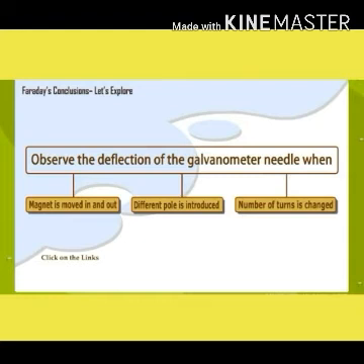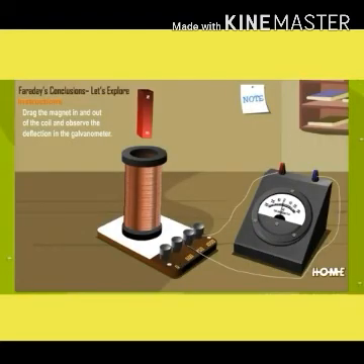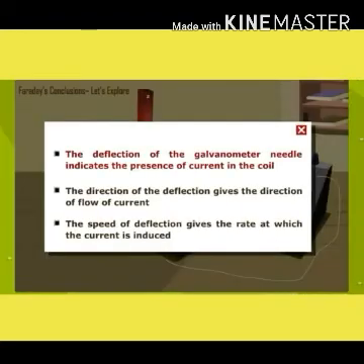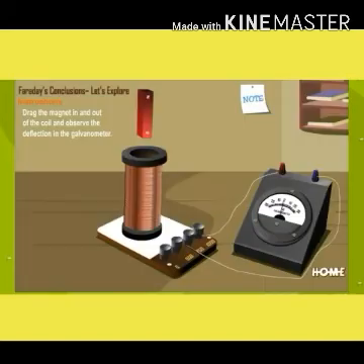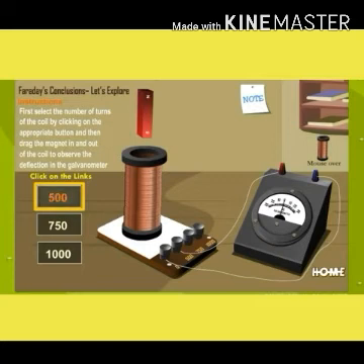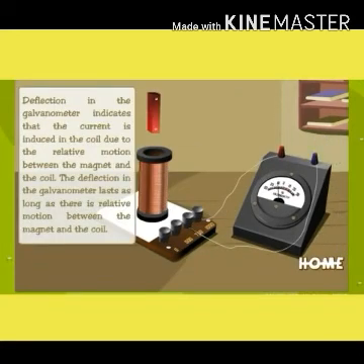Some important points to remember in this experiment: first, the deflection of the galvanometer needle indicates the presence of current in the coil. Second, the direction of the deflection gives the direction of flow of current. Third, the speed of deflection gives the rate at which the current is induced. You can observe in this activity that deflection in the galvanometer indicates that current is induced in the coil due to the relative motion between the magnet and the coil.